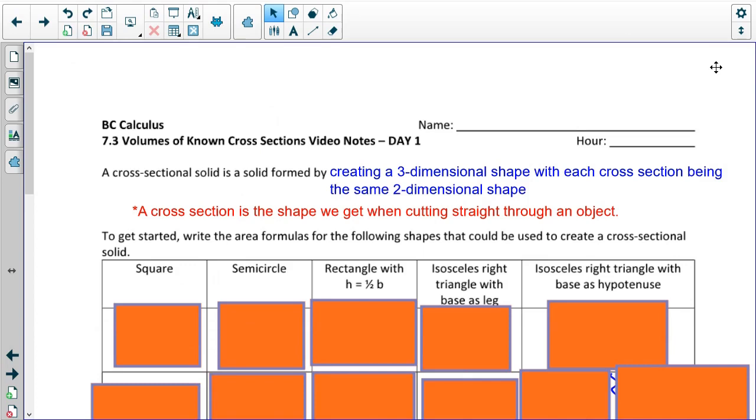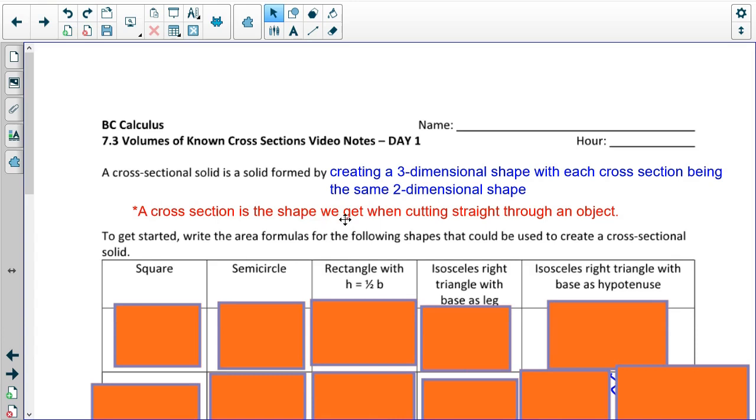Today's video is on volumes of known cross-sectional solids. A cross-sectional solid is a solid that's three-dimensional in shape, and it's formed by having the exact same, well, not the exact same cross-section necessarily, but the exact same two-dimensional shape as each cross-section. So we need to make sure we know what a cross-section is.